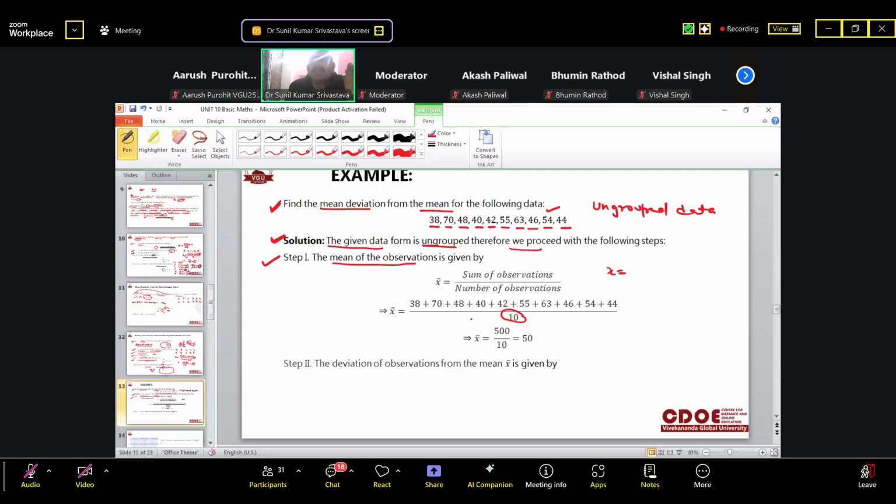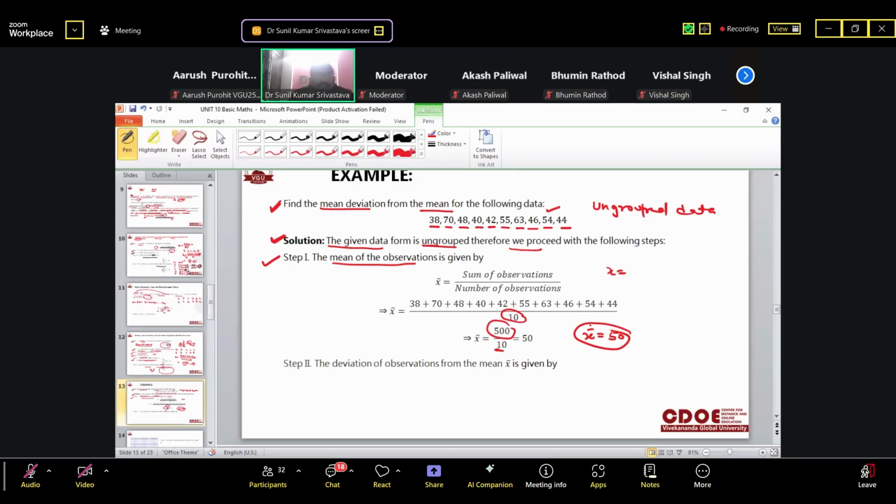The sum of the observations is 38 plus 70 plus 48 plus 40 plus 42 plus 55 plus 63 plus 46 plus 54 plus 44. We find their sum is 500 and the total number of observations is 10. So the mean is 50. The first step is almost clear to all of you: we have to find the mean.